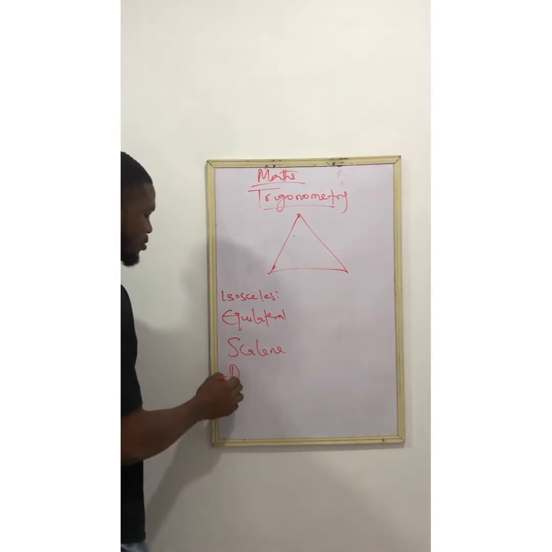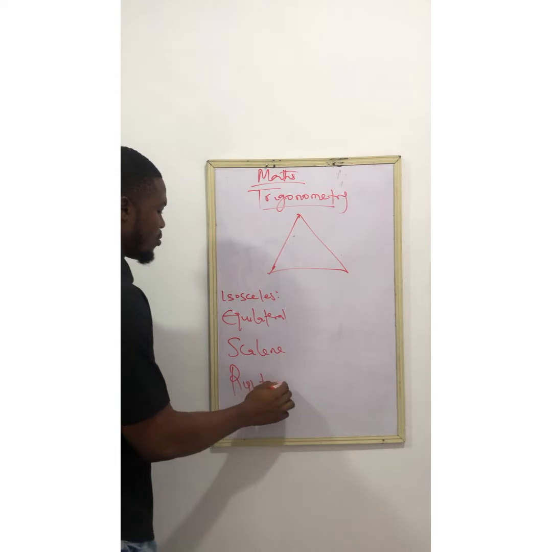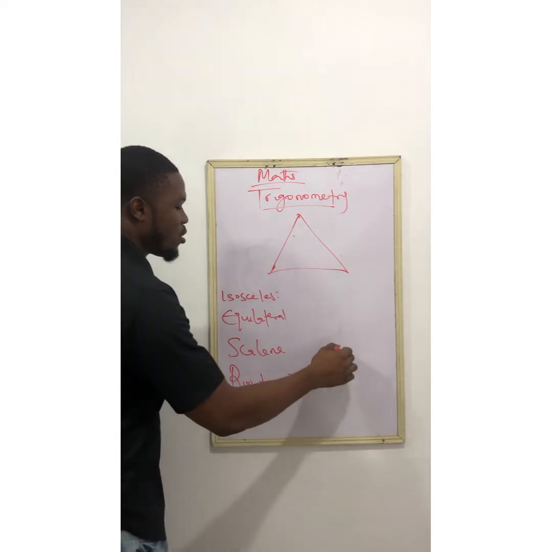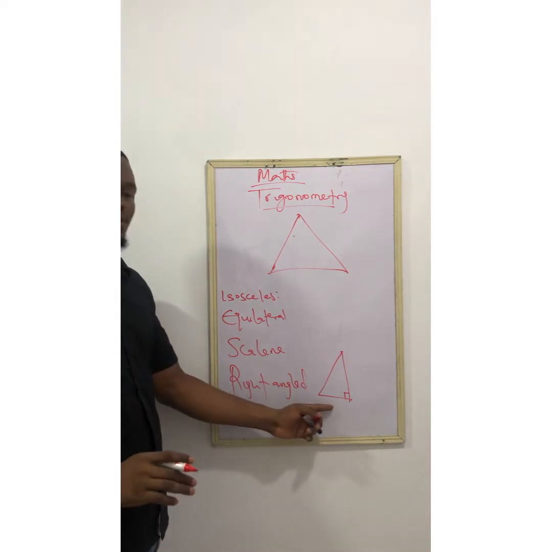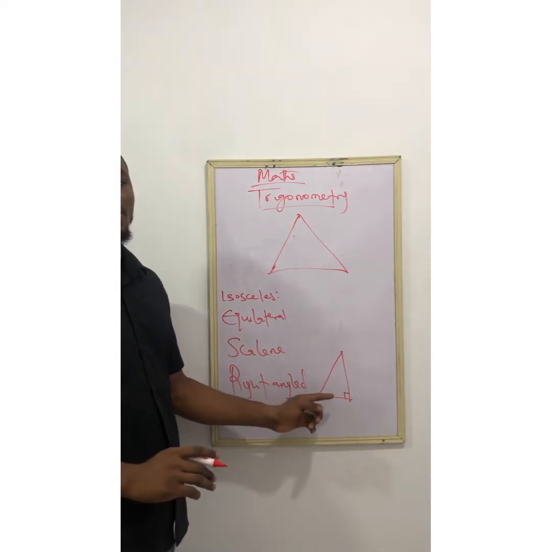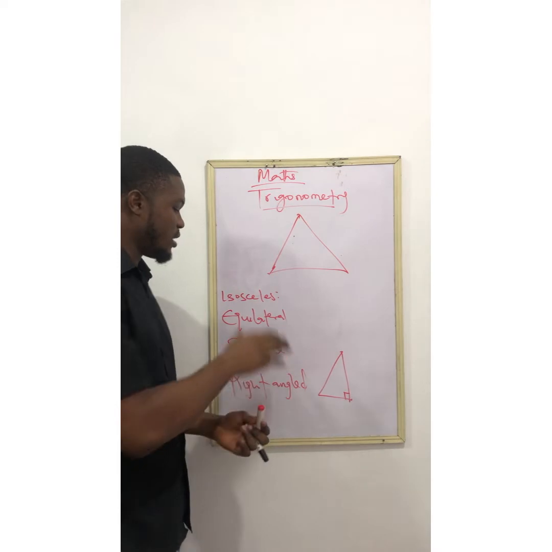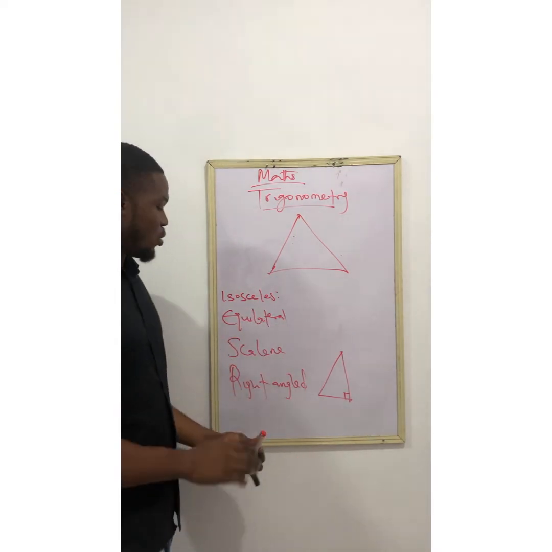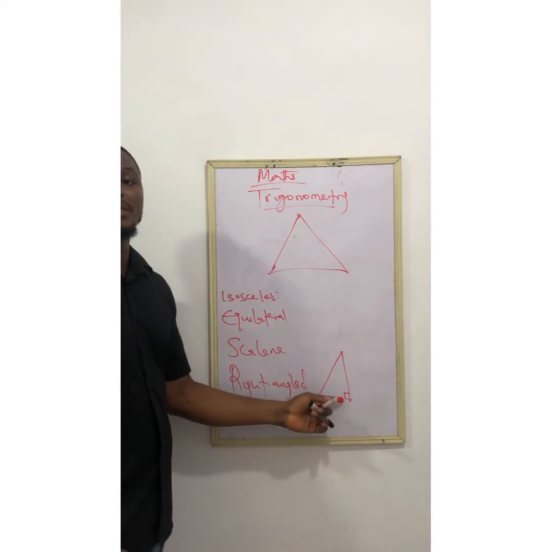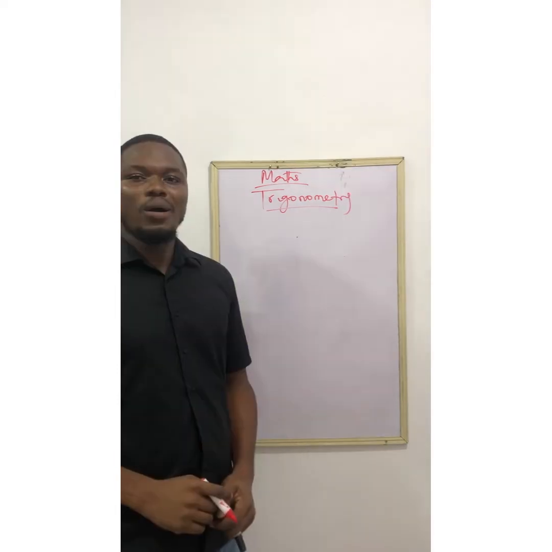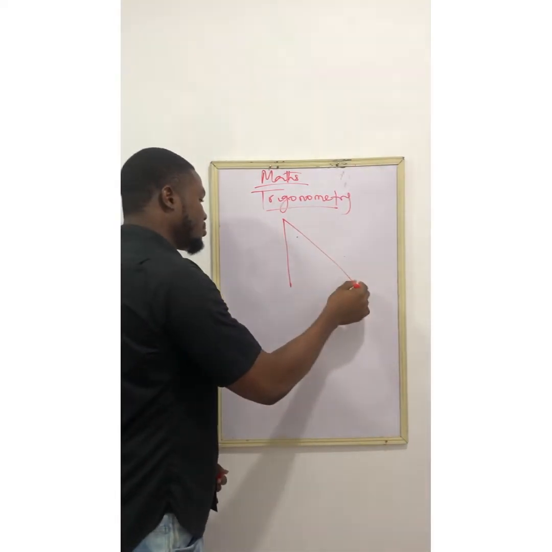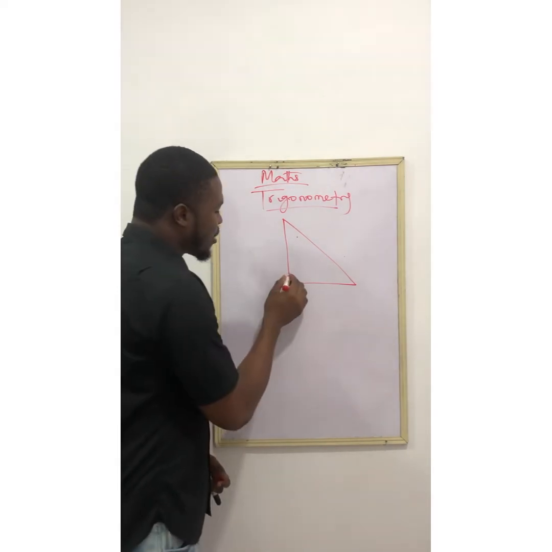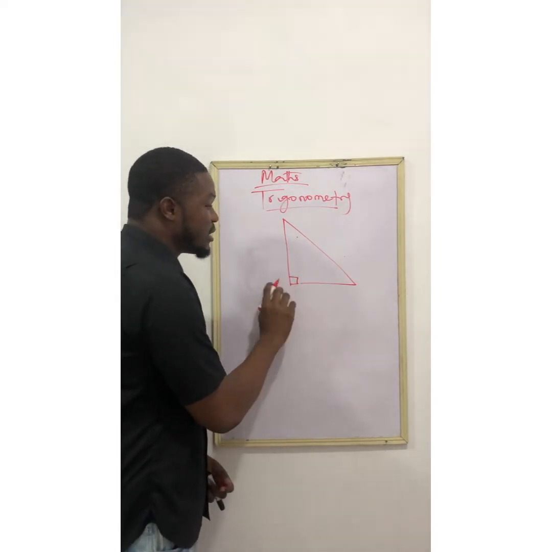And then the right angle triangle. Here, one of the angles is 90 degrees. And that's what I want to be dealing with today. Today we shall be looking at the right angle triangle. The next time we'll discuss each of the other 3. So, right angle triangles, one of their angles is 90 degrees. Okay, so this is a right angle triangle. One of the angles is 90 degrees. Let's say this angle is 90 degrees.